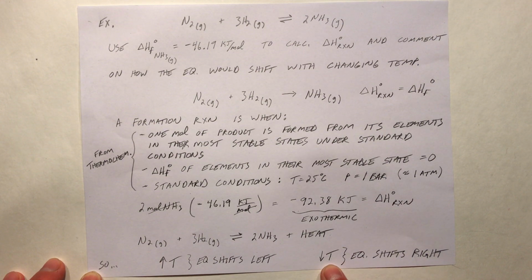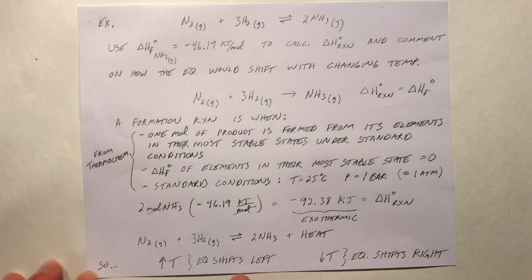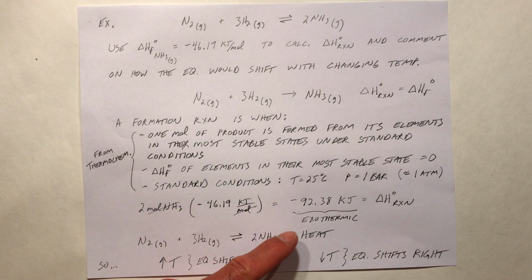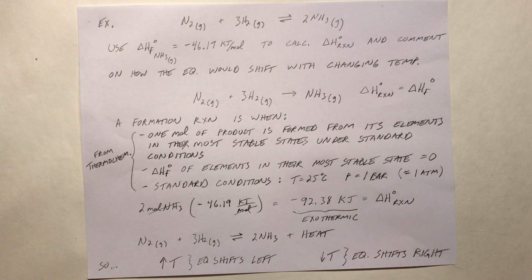And decreasing temperature would be taking away heat. If we removed that heat from that side, that would be like removing a chemical. The equilibrium would shift towards that side, towards the right, to try to make up for that removal of that chemical or that heat there.